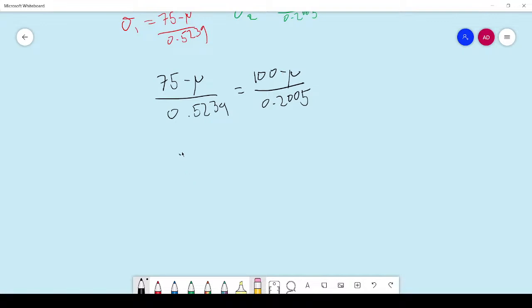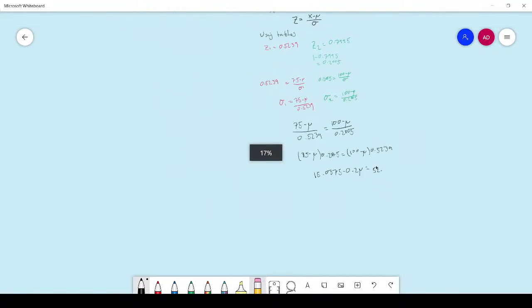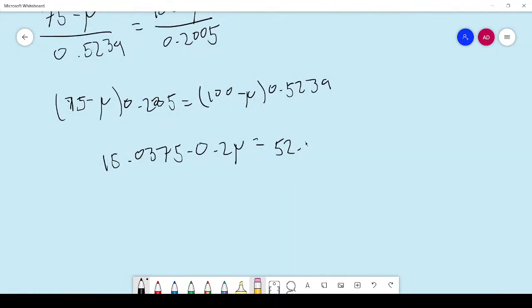So we would end up with 75 times, I'm just going to take some shortcuts here, 75 minus mu. Yeah, and then multiply that in. So 75 times the 0.2 gives 15.0375 minus 0.2 mu equals, that's going to be 52.39. Whoa. 52.39 minus 0.5239 mu. And then this one we will tidy the numbers up.